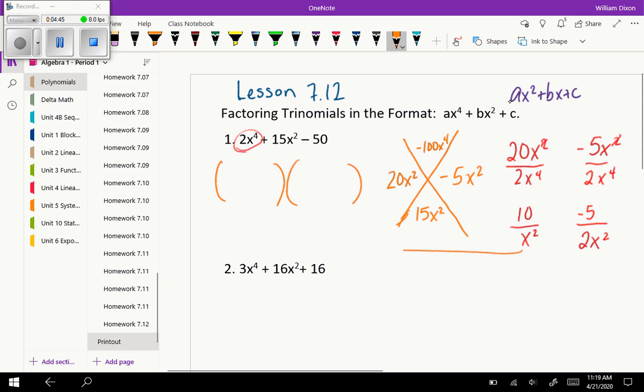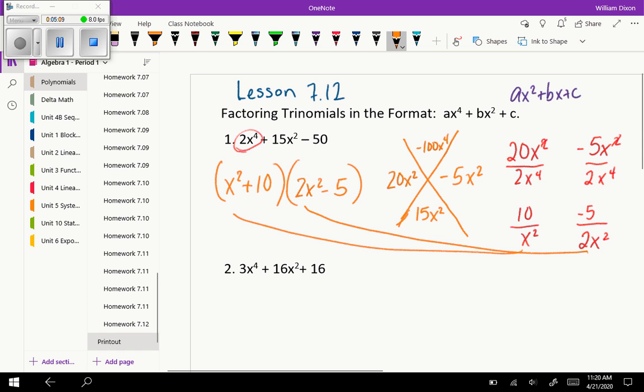All right, now I can set up my binomials. So I'm going to have x squared plus 10. And the other binomial is going to be 2x squared minus 5. Now we know a check is that we multiply the two binomials together, or FOIL, and we should get back to our original trinomial.